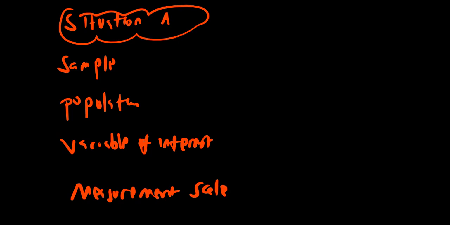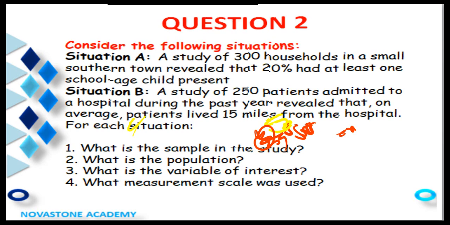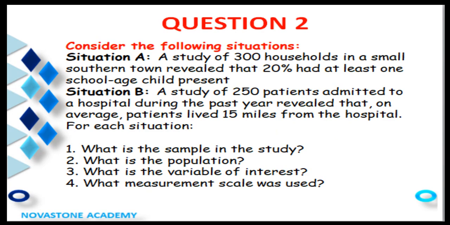Okay, so let's just pass through the question again. Let's start with situation A. A study of 300 households in a small town revealed that 20% had at least one school-age child present. So from that information, what is the sample in the study?